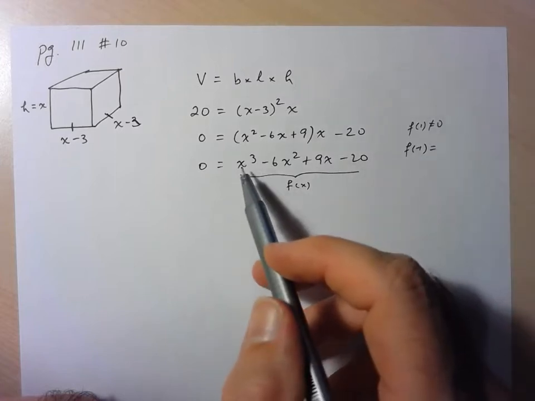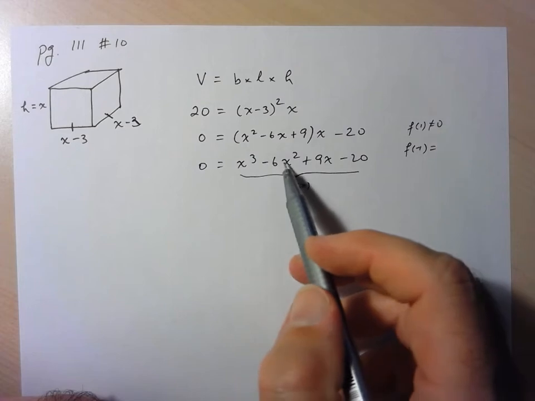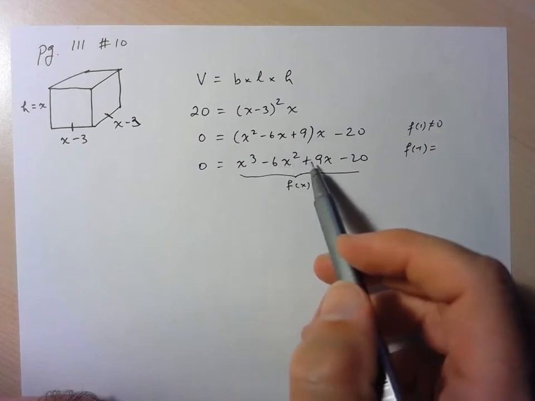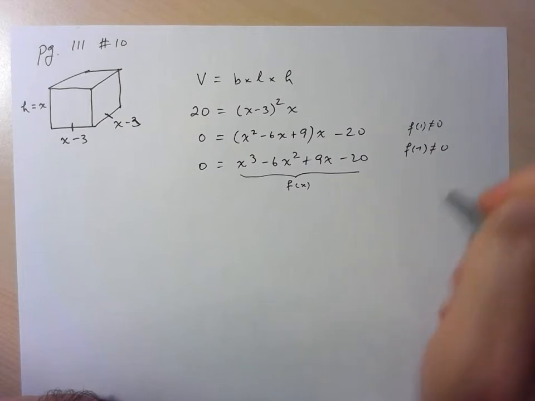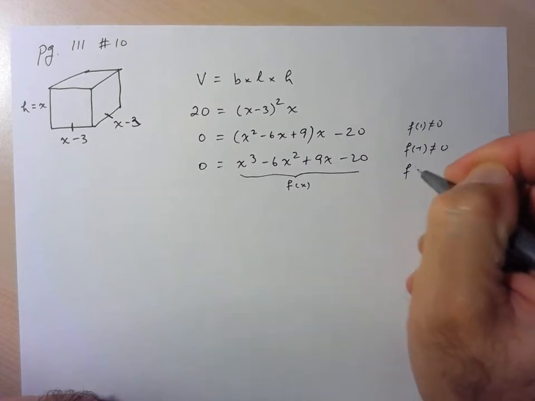So here, this is going to be negative 1 minus 6 is negative 7. This is going to be minus 9 and then minus 20. So clearly that's not going to be equal to 0. So let's move to f of 2.